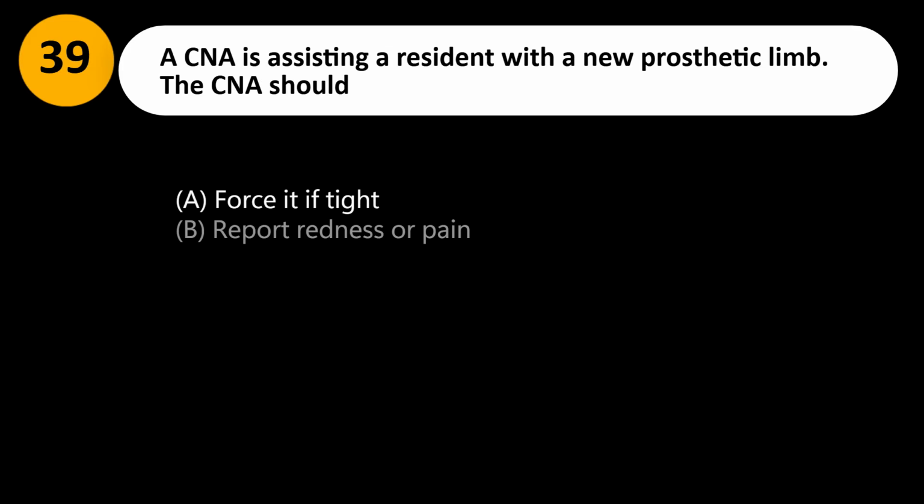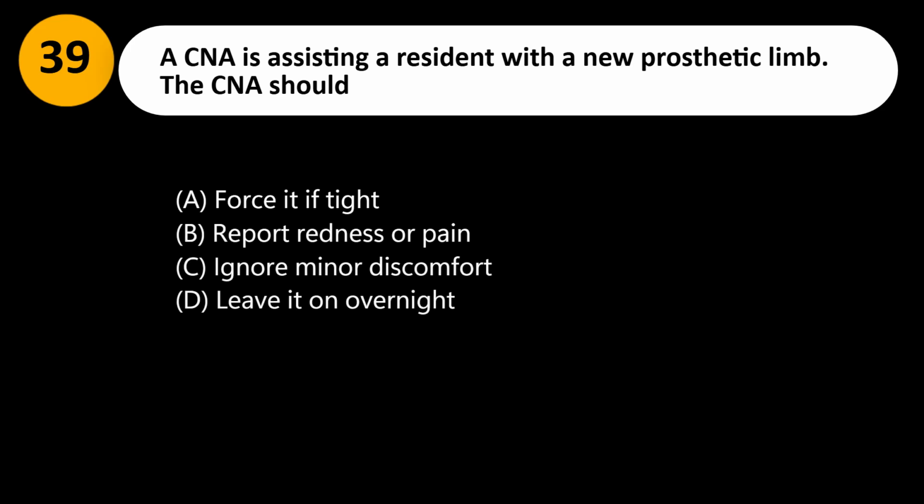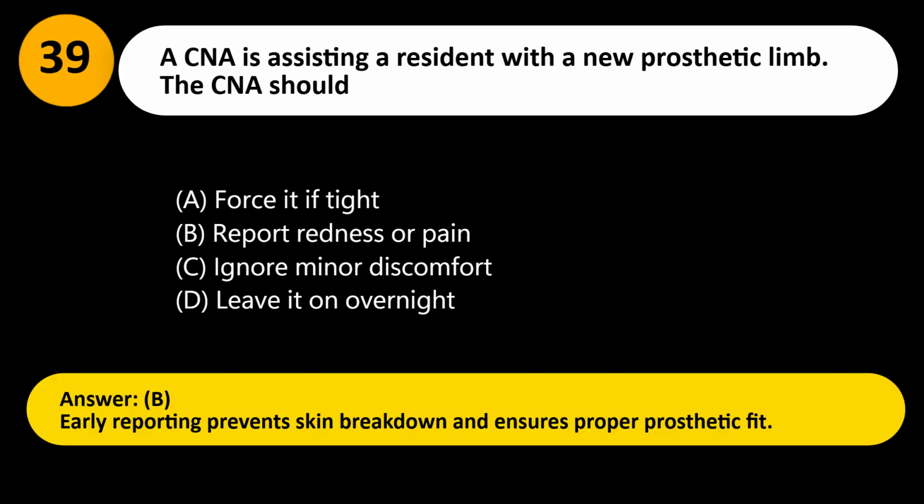A CNA is assisting a resident with a new prosthetic limb. The CNA should A. Force it if tight. B. Report redness or pain. C. Ignore minor discomfort. D. Leave it on overnight. Answer: B. Early reporting prevents skin breakdown and ensures proper prosthetic fit.